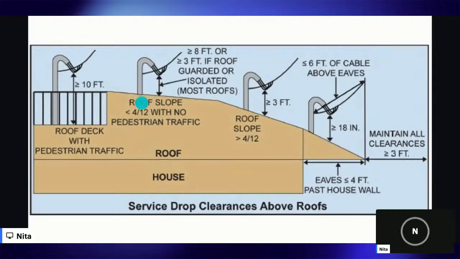If the slope is 4 and 12 or greater, so this is a steeper roof, you are less likely to have people walking on this roof. So the clearance requirement is lower. The minimum clearance for a roof with a slope of 4 and 12 and greater is 3 feet above the roof surface.